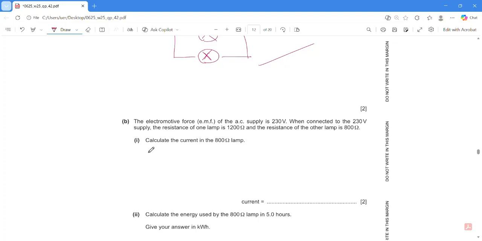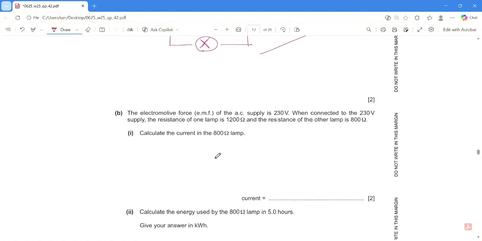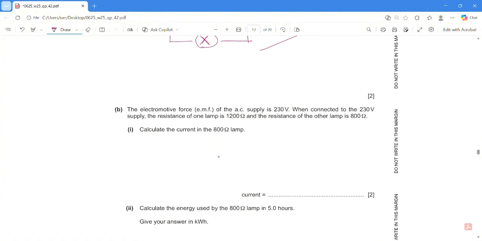Next, EMF. Calculate the current in the 800 ohm lamp. So for this one just use V equals IR. The V is 230, the resistance is 800. So we get 0.29 ampere. Done.